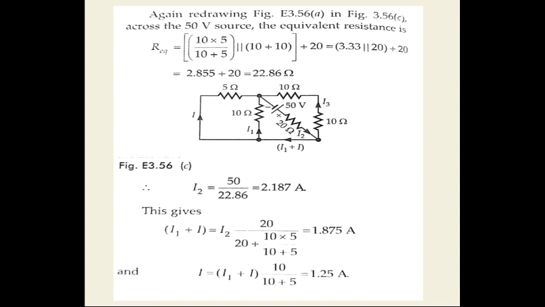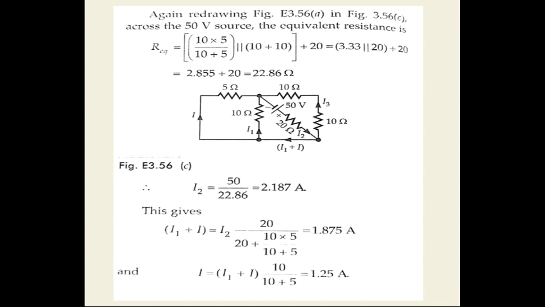Similarly, R equivalent of the network is obtained across the source terminals. So there are 3 parallel branches in series with the 20 ohm resistance. So the R equivalent is 22.86 ohm. Now the current delivered by the source is V upon R, that is 2.187 ampere.